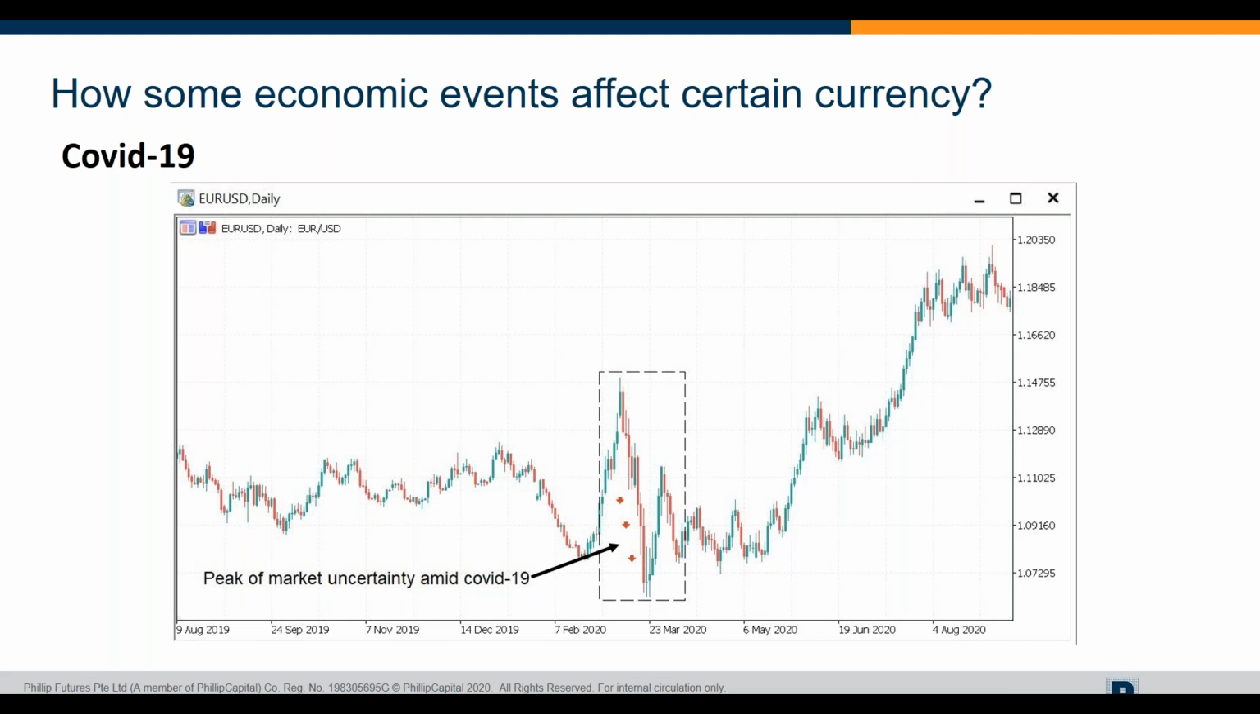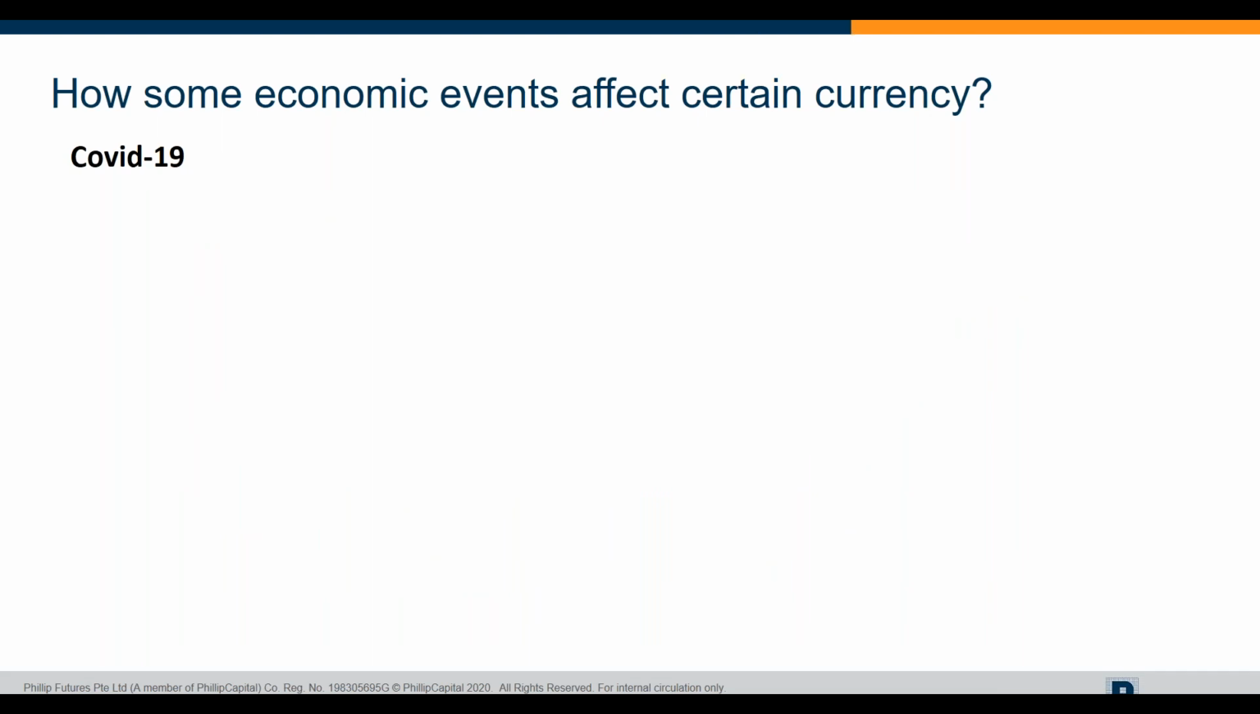Whenever the market is in a risk averse mode or risk-off mode, people are afraid of taking risks. So they will jump back into US dollar to hold US dollar because US dollar is seen as a safe haven asset. It wouldn't depreciate much as compared to other currencies. All right. So these are some examples of how the news would affect.